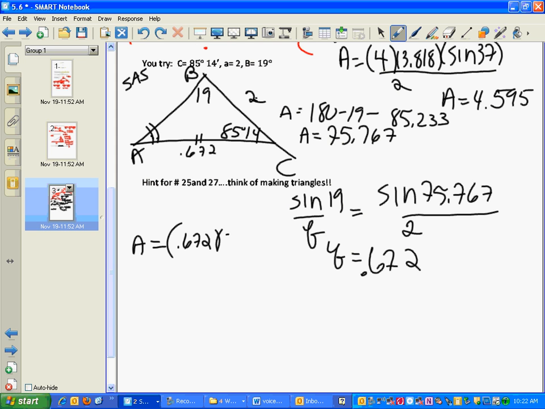So now the area is going to equal 0.672 times 2 times the sine of 85.233 all over 2, and we got about 0.669 units squared.